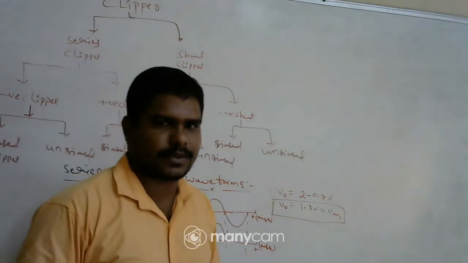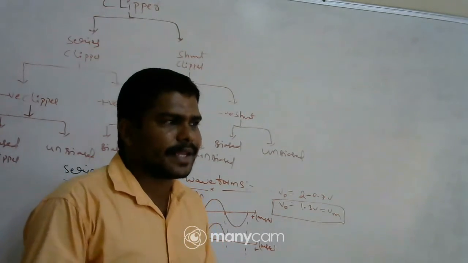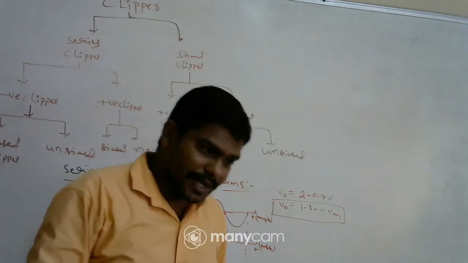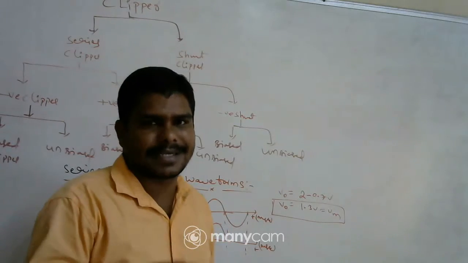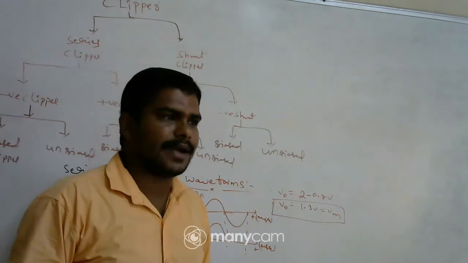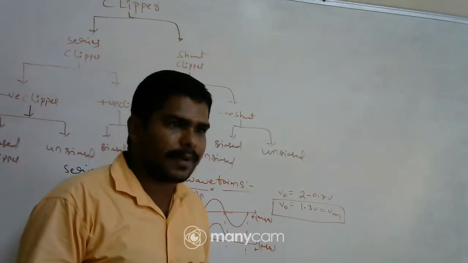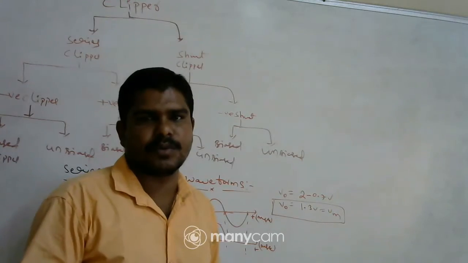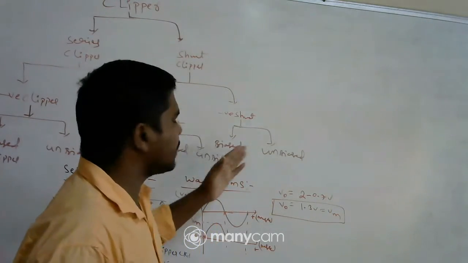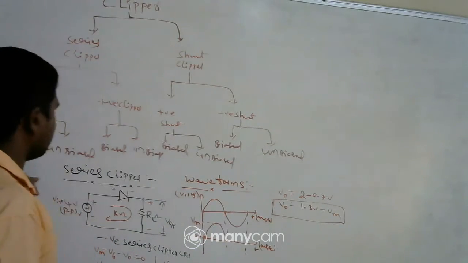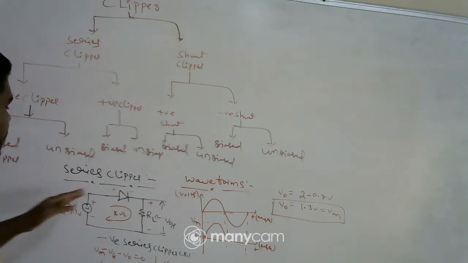That's it. So that cutting depends on the requirement. I want to remove the complete input signal part, half, positive or negative. Or I want to remove some part of the half cycle. So at that moment I can use the biased clipper circuits. Now we are seeing here a series clipper circuit.